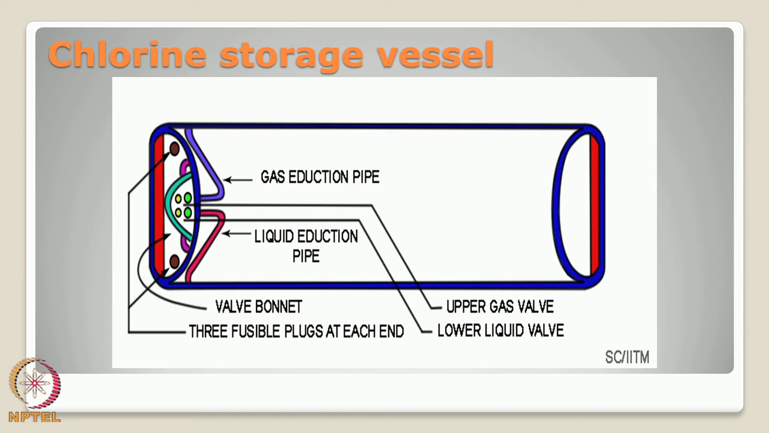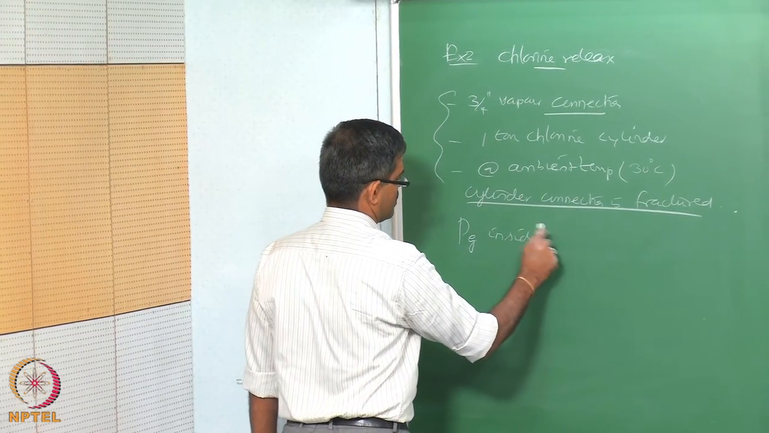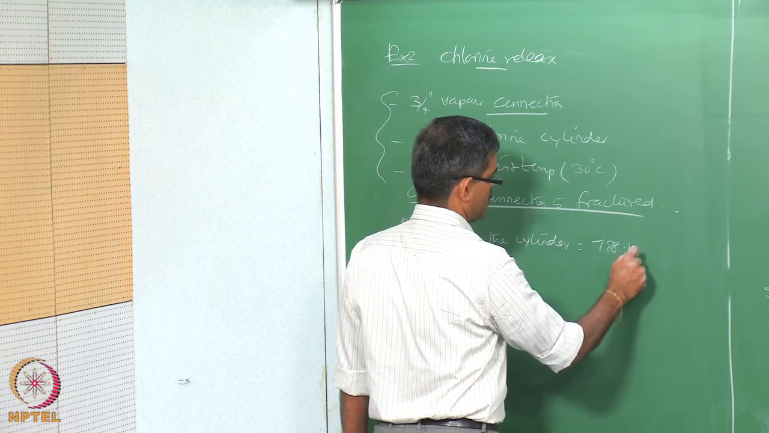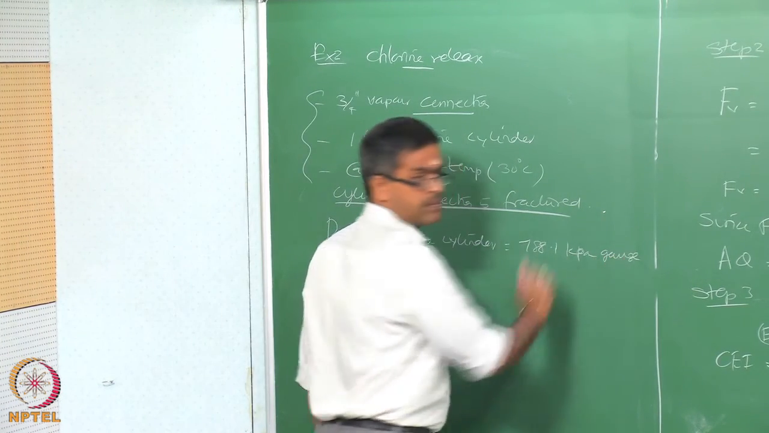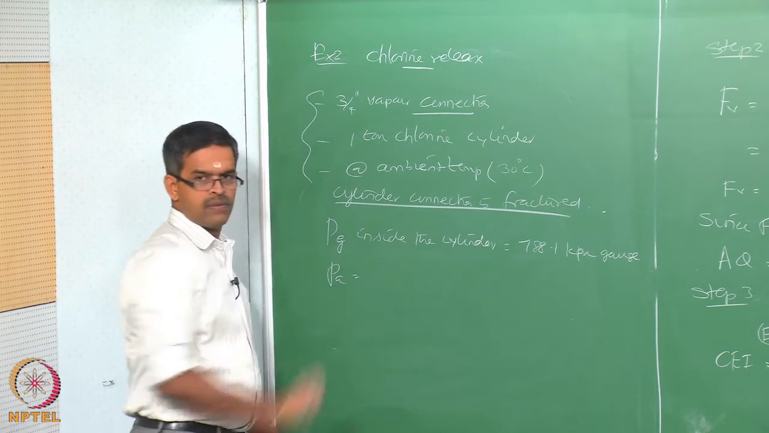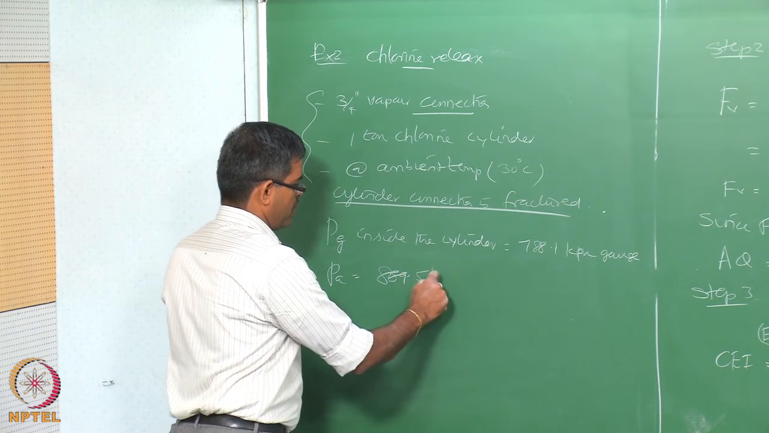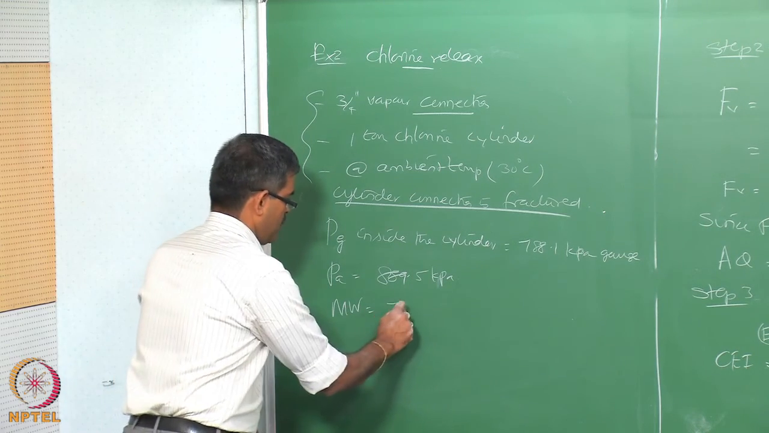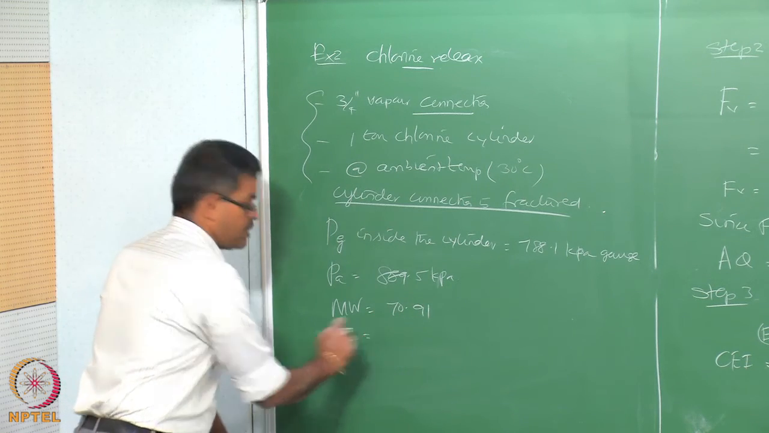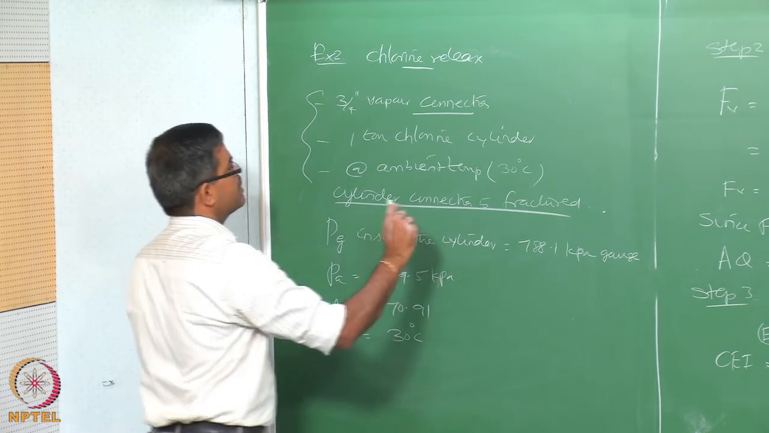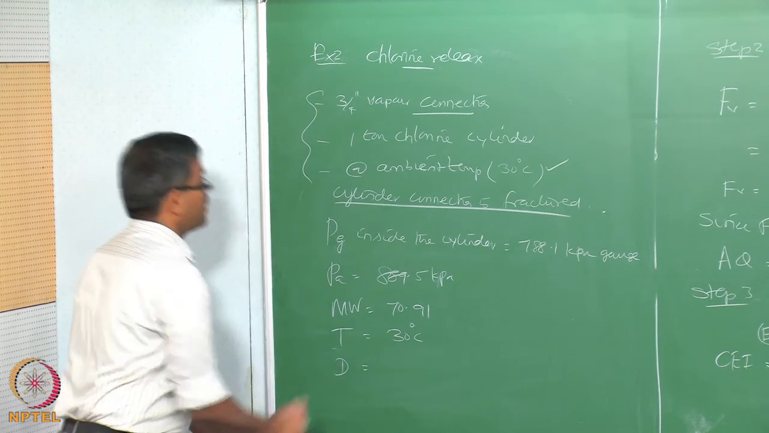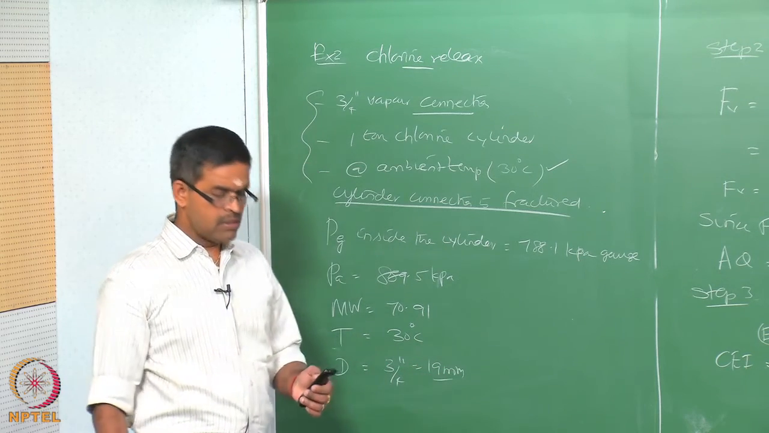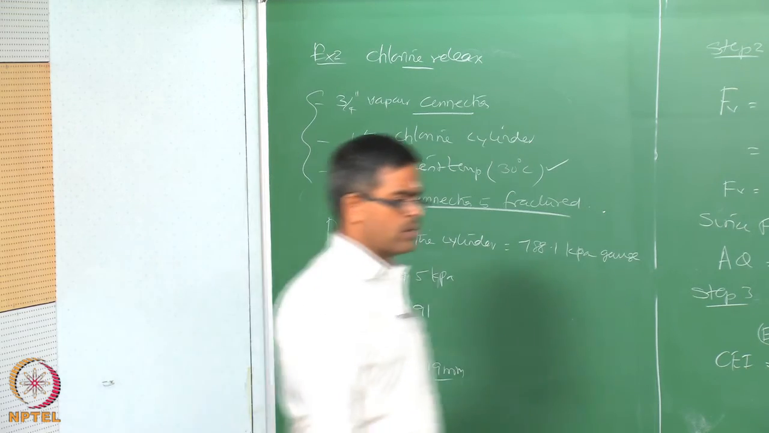The gauge pressure inside the cylinder is 788.1 kilopascal gauge. The absolute pressure is 889.5 kilopascal. The molecular weight of chlorine is 70.91. The storage temperature is 30 degrees Celsius, stored at ambient temperature. The diameter of the hole of rupture is 3/4 inch, which is 19 millimeters. I want the dimensions in millimeters in this case, and that is the vessel you see. Let us calculate the airborne quantity.